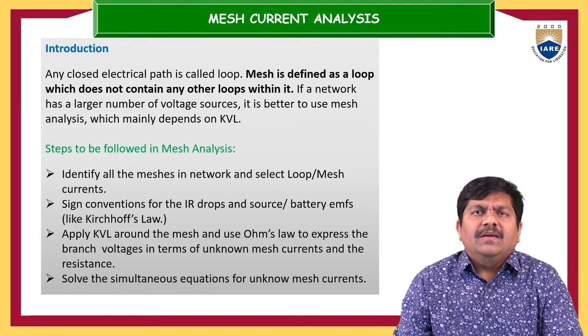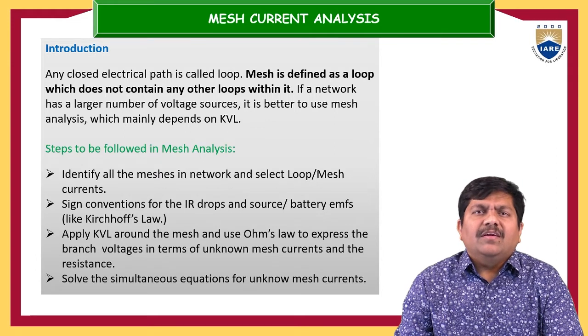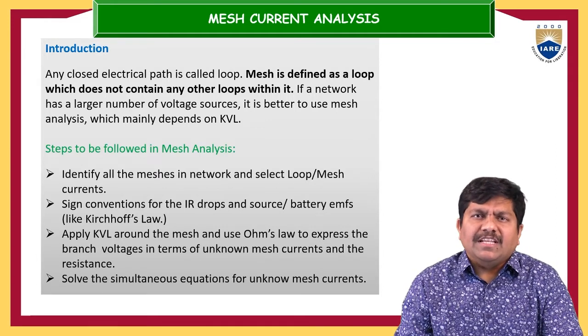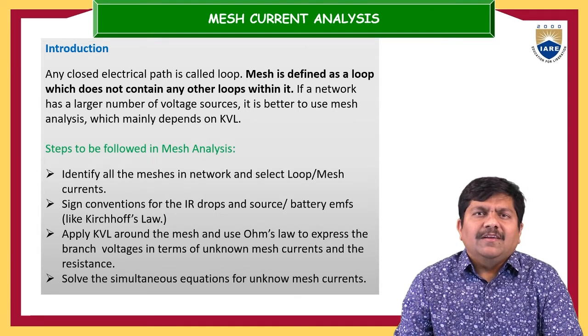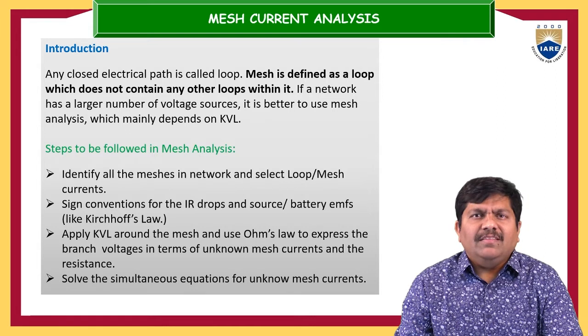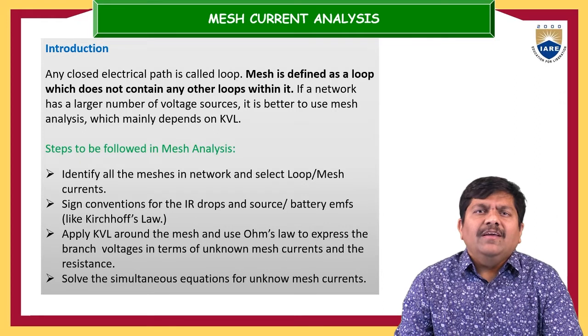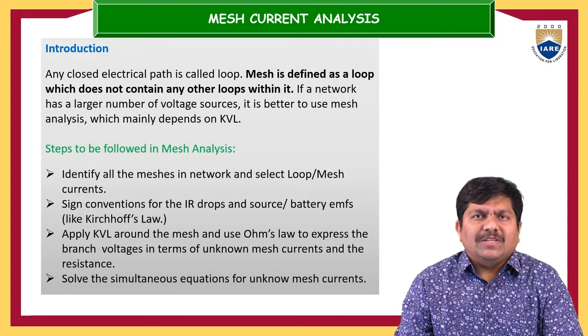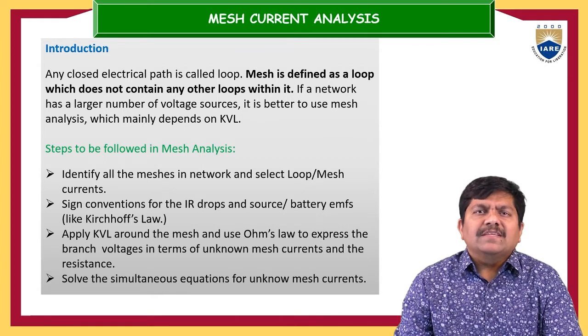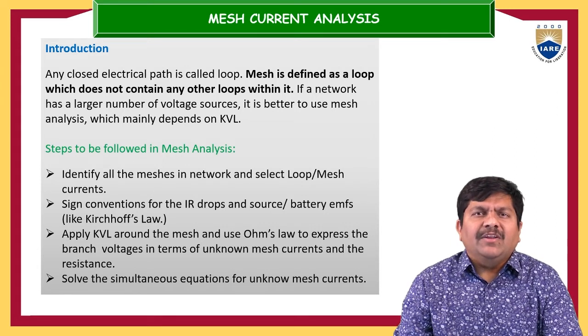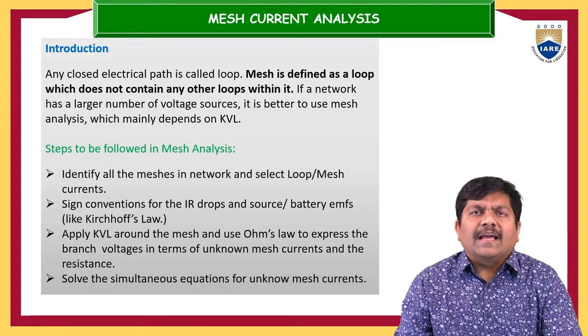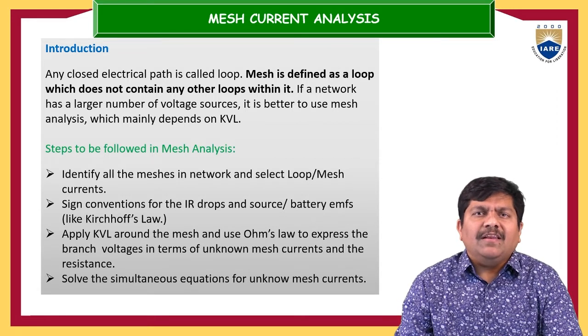I mean to say, if there are some passive elements, then through that passive element, how much current is flowing is nothing but the current available in that particular mesh. So first, we have to identify the number of meshes. Then you have to go for the number of mesh currents required. Every mesh should have one mesh current, and the orientation of that mesh current is also very important, because without knowing the orientation of that mesh current, we cannot easily identify the drop polarity across various passive elements in that particular mesh.